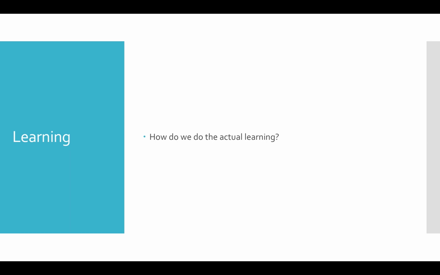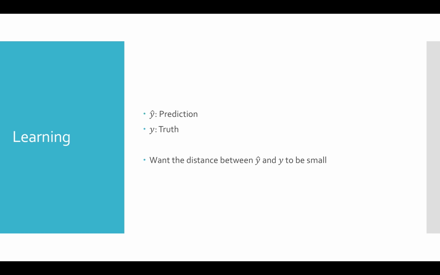How do we actually do the learning, right? We need to actually find W and B. How do we calculate W and B? Well, we need to think about what we're trying to do. We have some truth, some label for a particular sample, which is Y. And then we have some prediction. So we took this Z and this sigmoid and we calculated some prediction. So what we want is for those two to be close. So we want the distance between the prediction and the truth to be small.